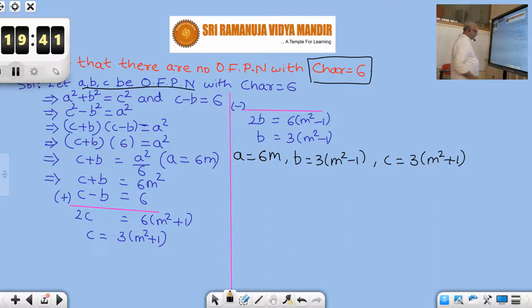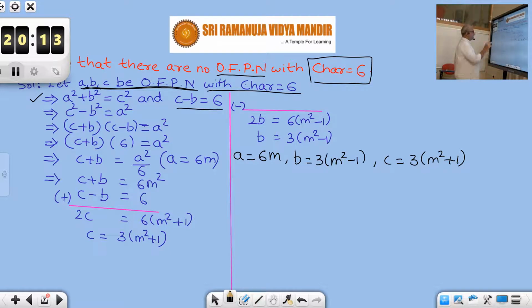So we have to show that there are no OFPN with characteristic 6. Let us assume that there are OFPN with characteristic 6. Let ABC be OFPN with characteristic 6. As usual, we will proceed with the first equation: A square plus B square is equal to C square, and characteristic is 6 means C minus B is equal to 6.